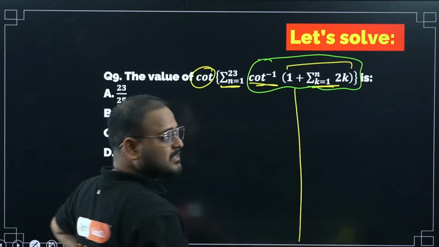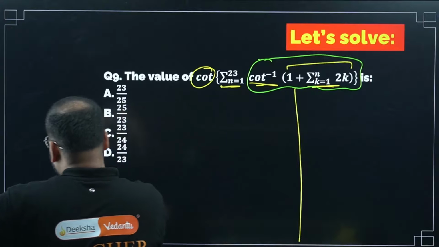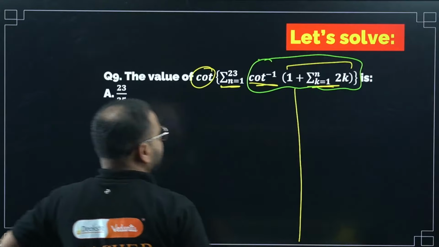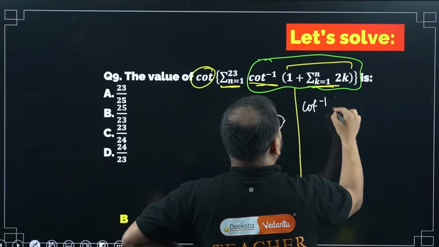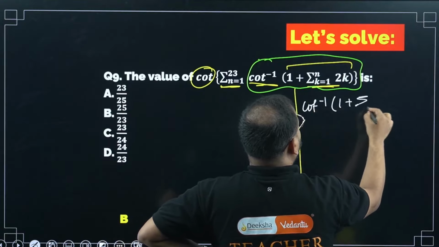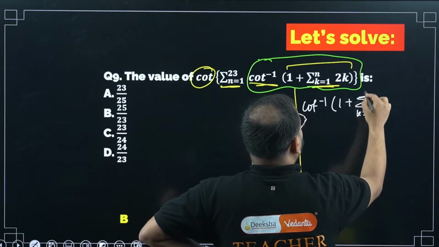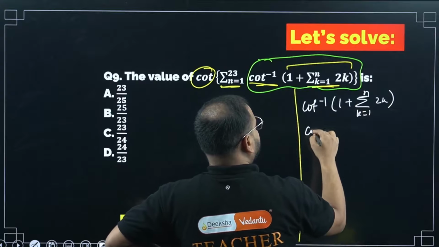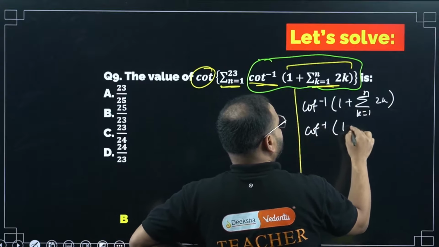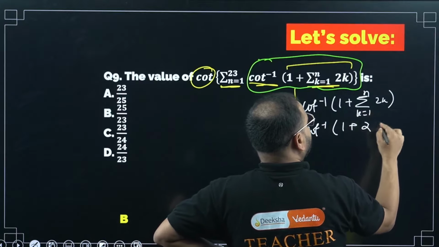Okay, so I'll write only this much. Then again we can keep using it to continue with our solution. So what is it? Cot inverse of 1 plus summation over k equal to 1 to n for 2k. This is the question. Now I'm taking 2 out. Cot inverse of 1 plus, I can take 2 out, right?